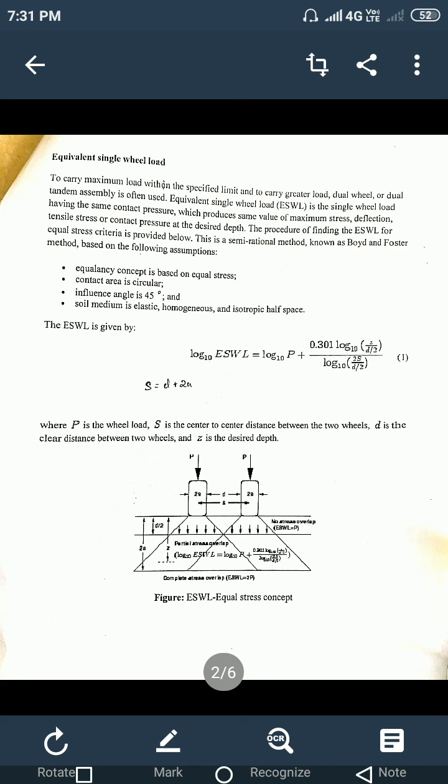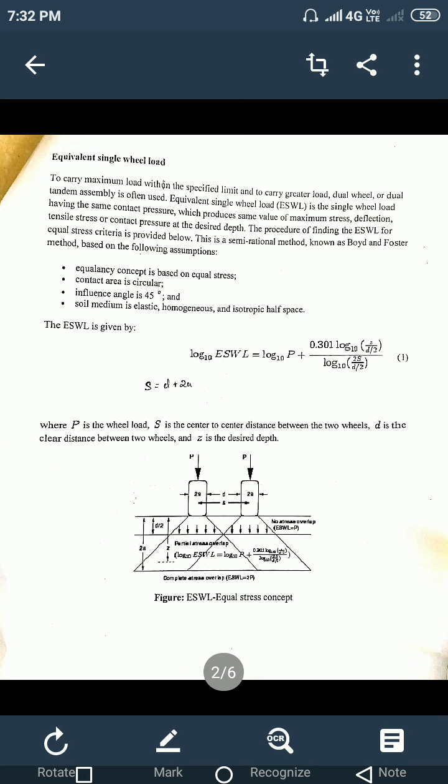Above I have attached some of the contents related to the design factors considered in flexible pavement design. It may be the contact pressure, design life, climatic factors, and the road geometry. This is all about the theory part. Just go through that, you can understand the theory part easily.